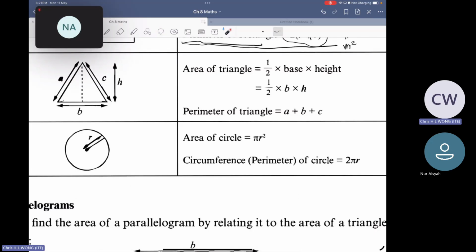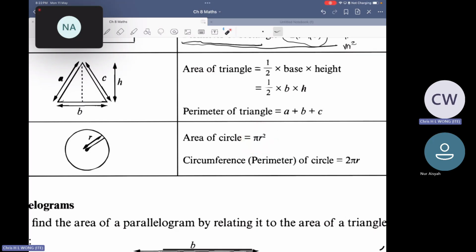This is the circle. Last one before your break. Area of a triangle, area of a square, area of a circle. The formula for the area of a circle is pi r squared. This is the formula. Area of a circle is pi r squared.